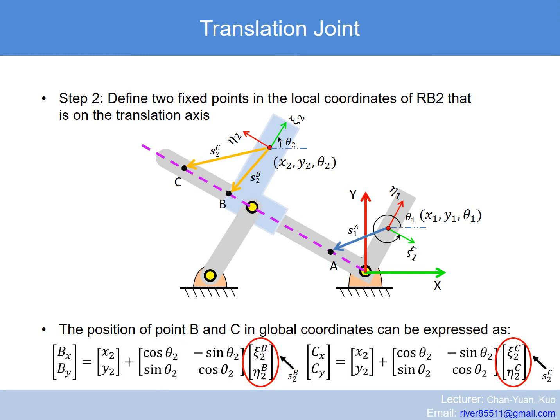Great! Now let's move on to step 2. Define two fixed points in the local coordinates of rigid body 2 that are on the translational axis. Basically, this step is almost the same as step 1, except that now these 2 points are fixed points in the local coordinates of rigid body 2. Again, this means that no matter how rigid body 2 rotates or translates, these 2 points will always be on the translational axis, and that we can express the position of these 2 points using coordinate transformation.